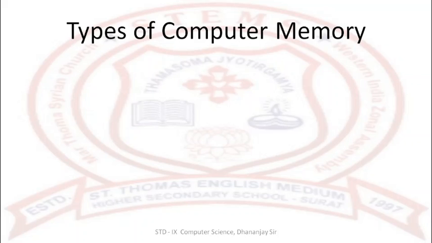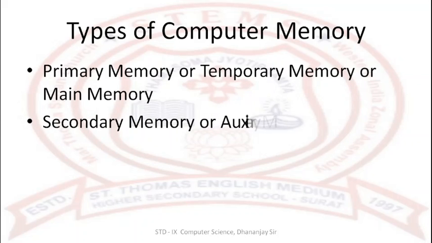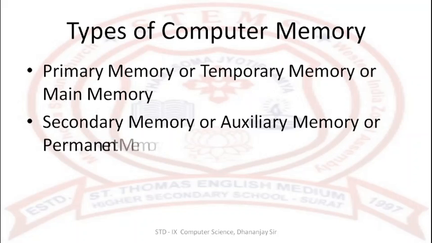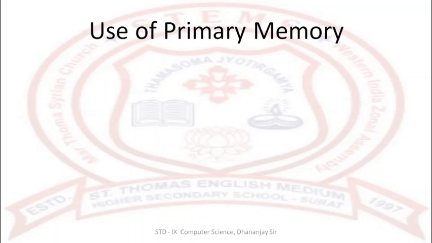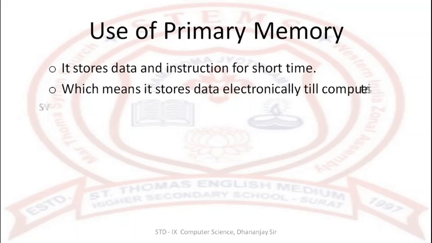Types of computer memory. Basically there are two types of computer memory: primary memory, or temporary memory or main memory, and secondary memory, auxiliary memory or permanent memory. What is primary memory? This is the main memory which stores data and instructions for a short time. It means whatever process goes on, that is inside the primary memory itself.